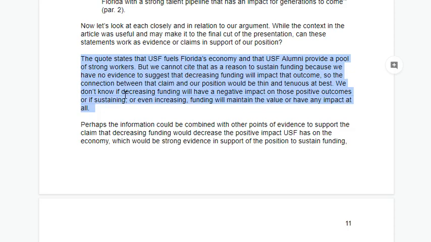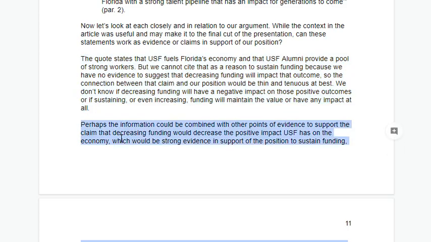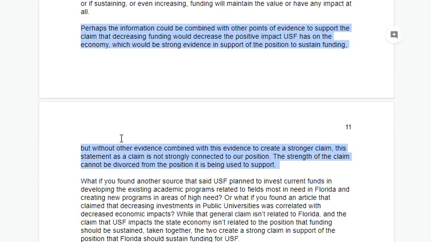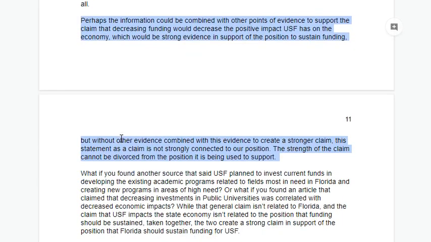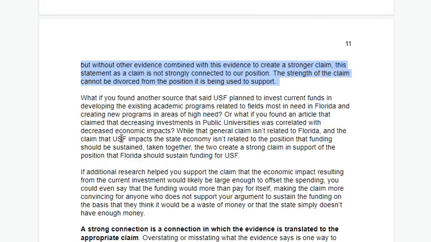We don't know if decreasing funding will have a negative effect on those positive outcomes, or if sustaining or even increasing funding will maintain the value or have any impact at all. Perhaps the information could be combined with other points of evidence to support the claim that decreasing funding would decrease the positive impact USF has on the economy, which would be strong evidence in support of the position to sustain funding. But without other evidence combined with this evidence to create a stronger claim, this statement as a claim is not strongly connected to our position.